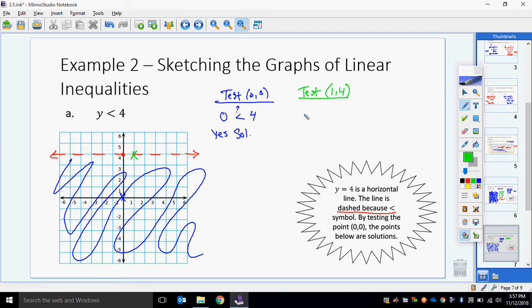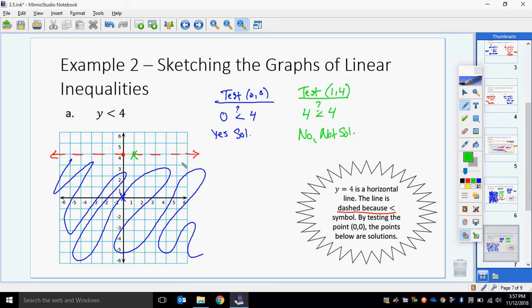Plug in 1 for x, and plug in 4 for y. Is 4 less than 4? No, it's not. It's equal to, but it's not less than. They're the same amount. So this would not be a solution. Therefore, I don't want a solid line going through that point.